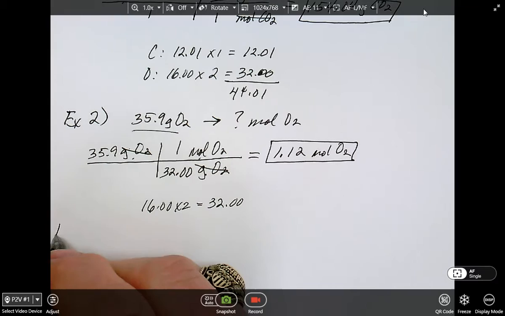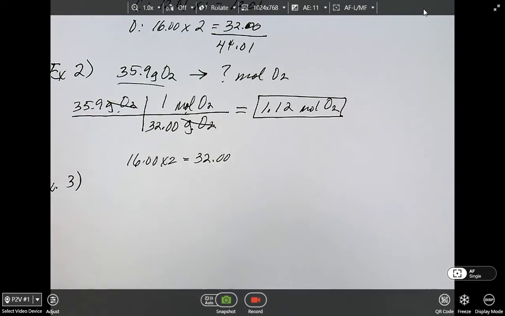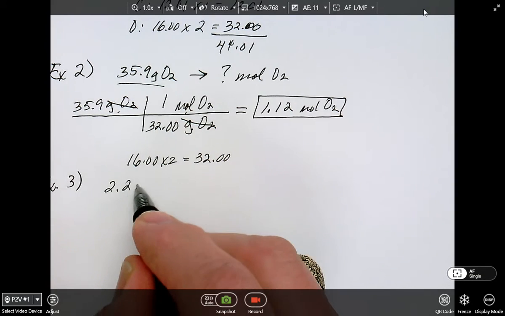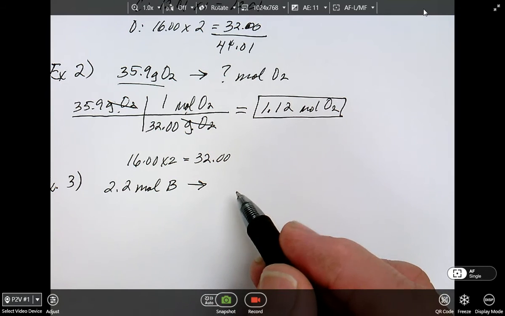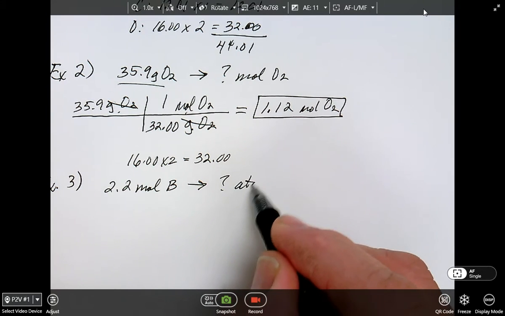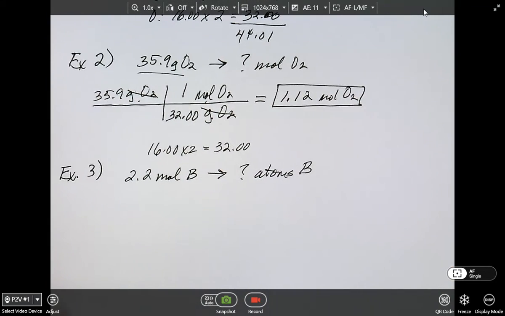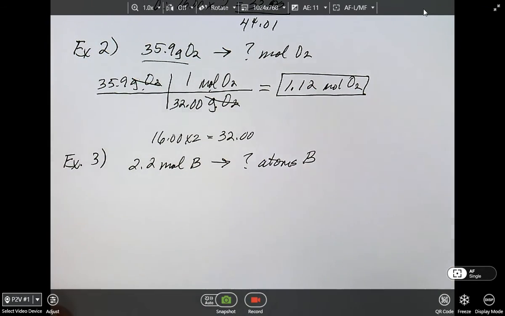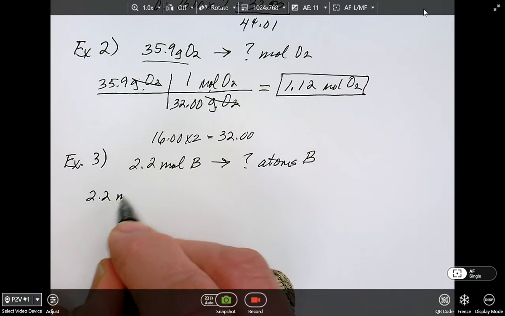All right, let's go on to another one. Let's go example number 3 here. And let's say we have 2.2 moles of the element boron. And I want to know, well, how many atoms are in 2.2 moles of boron? So what are the number of atoms here? All right, so I started out the same way. So you'll see there's a process here. There's a method here, 2.2 moles.